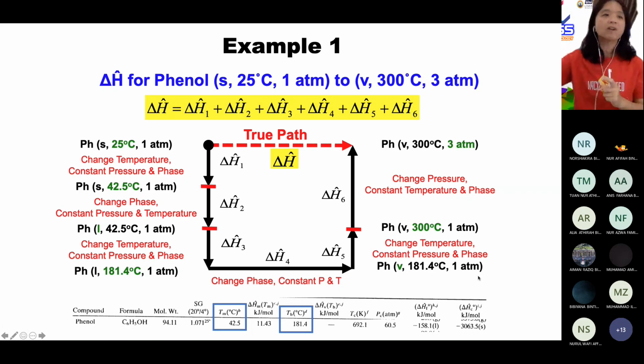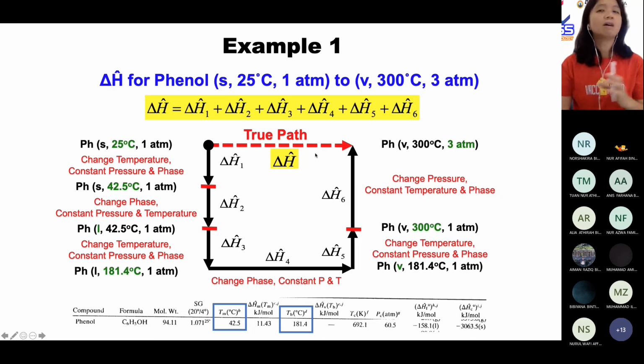So the next path, I will heat up far more to 300 Celsius sebab suhu akhir yang dia nak adalah 300 Celsius. Pressure masih sama. So phase is the same, pressure the same, temperature only I increase to 300 as that's the temperature that they want. And eventually the final path adalah naikkan pressure kepada 3 atm yang the ending path wants.